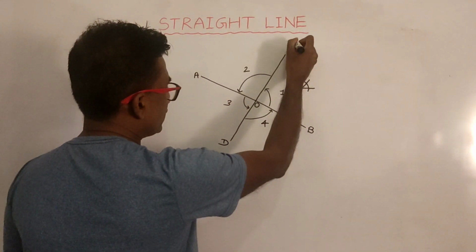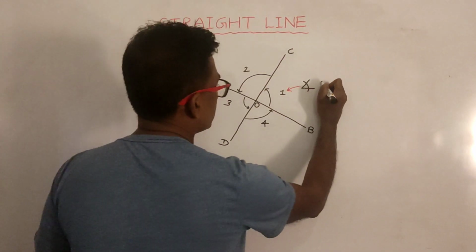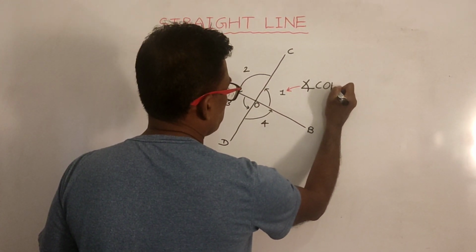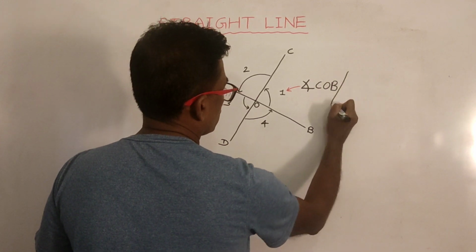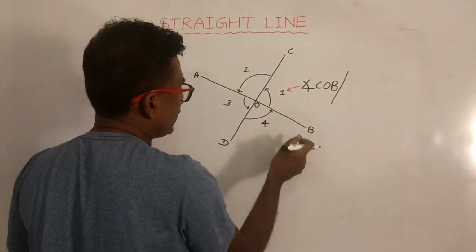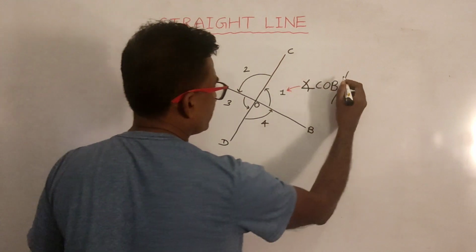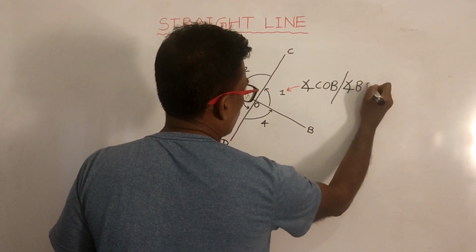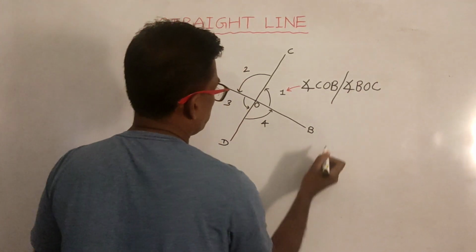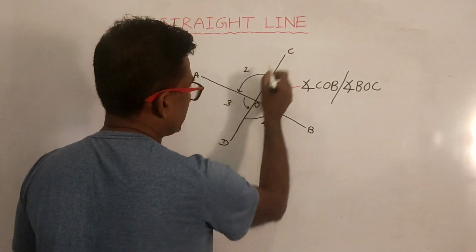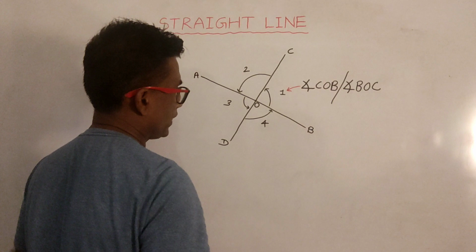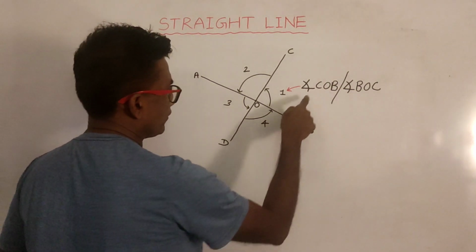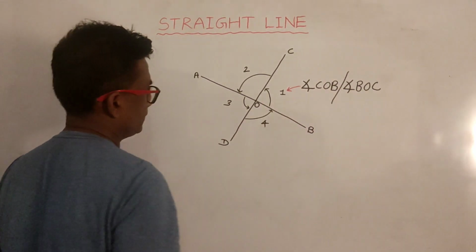Okay, this is angle COB. You can also call this angle BOC. It doesn't matter, right? BOC is the same thing as COB. So this is how we represent this angle.